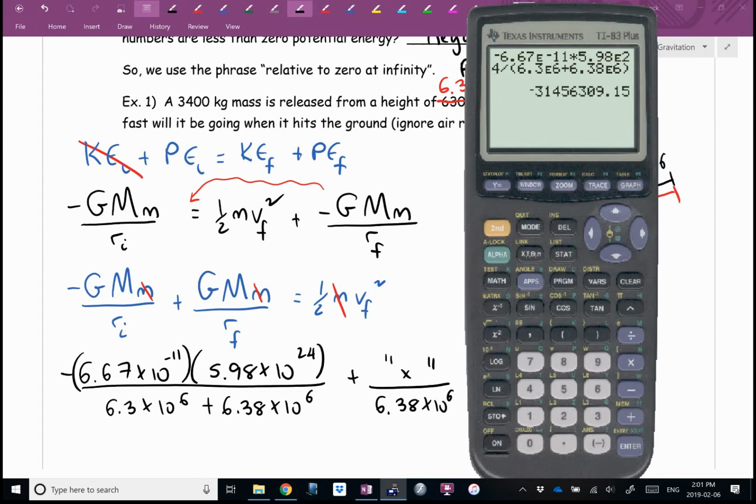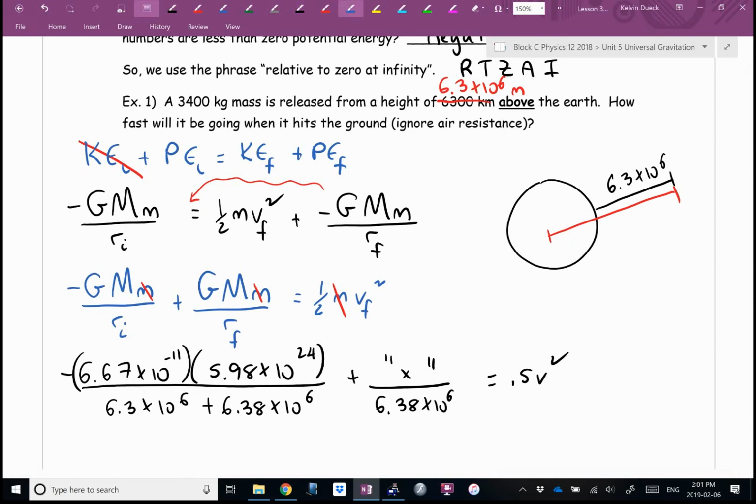Oh, here, I got that. Is that right? You get negative 314,563,09.15. I'm going to write negative 314,563, and then I'll round off. The 3 is a nice place to round off because there's a 0 right there. So I'm just going to go negative 314,563 and 2 zeros. Negative 314,563 and 2 zeros. Plus.